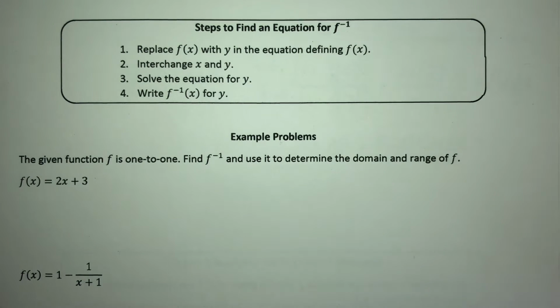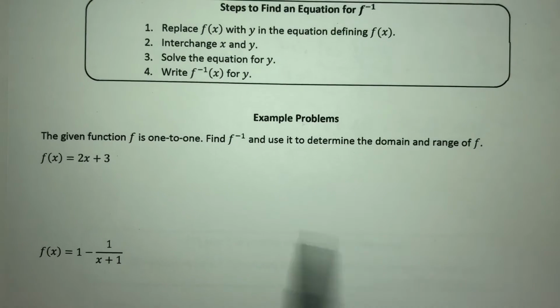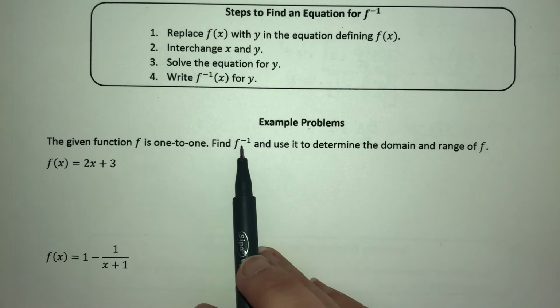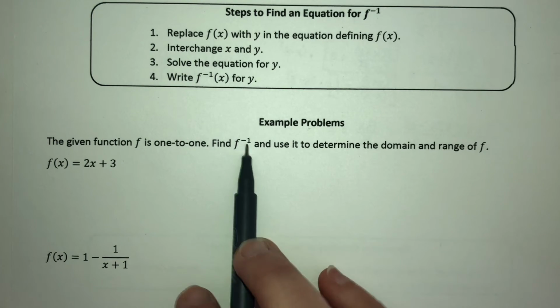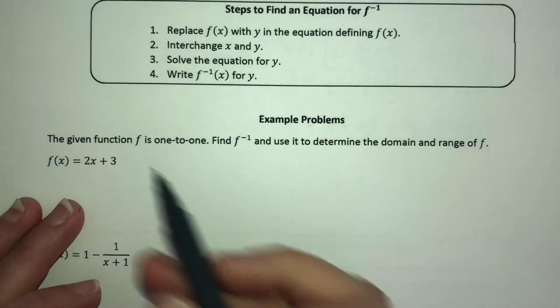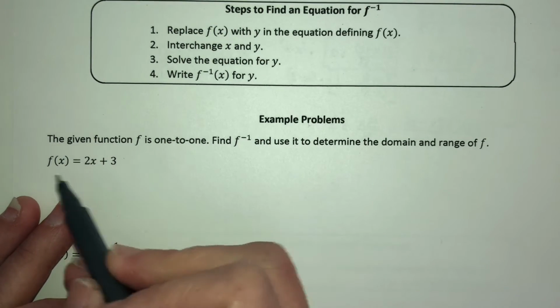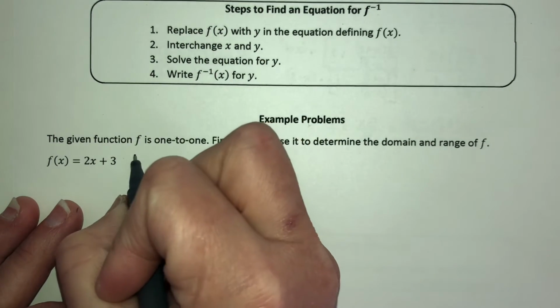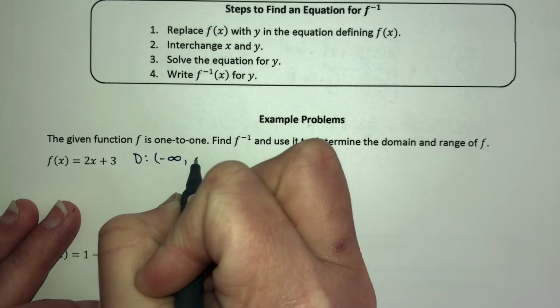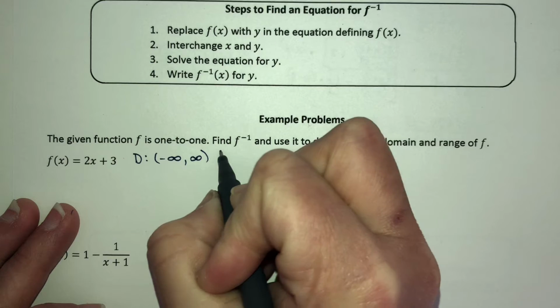Okay, so let's try it. We are given a function. We want to find the inverse and then use that to find the domain and the range of our original. So just looking at our original here, f of x is equal to 2x plus 3. This is linear, so there are no issues in the domain. The domain of this is going to be from negative infinity to positive infinity. And I just need to find the range.